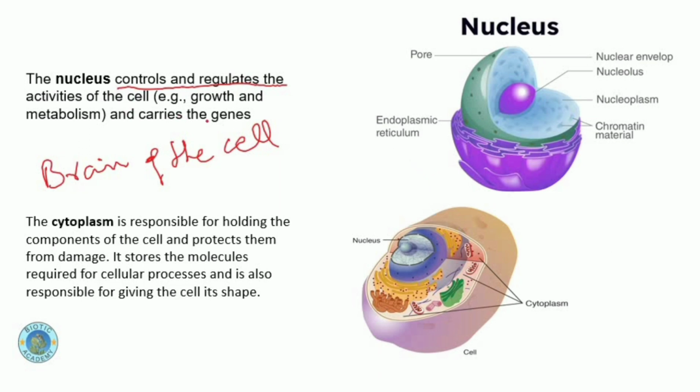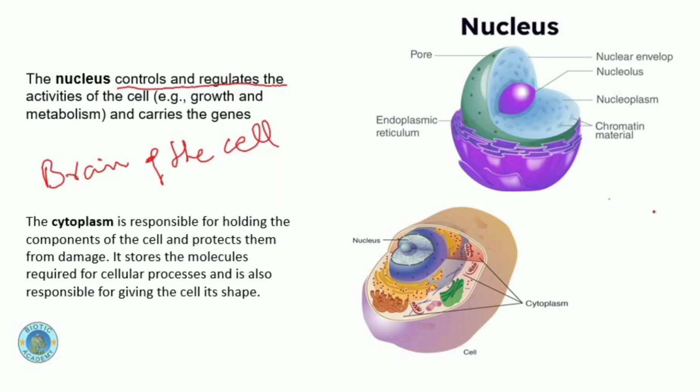For example, you can see that here I have mentioned growth and metabolism, and it is basically responsible for carrying the hereditary material, the genetic material, within it, which controls the physical and biological basic makeup of the living organism. Now the cytoplasm is basically the jelly-like fluid which is present outside the cell.